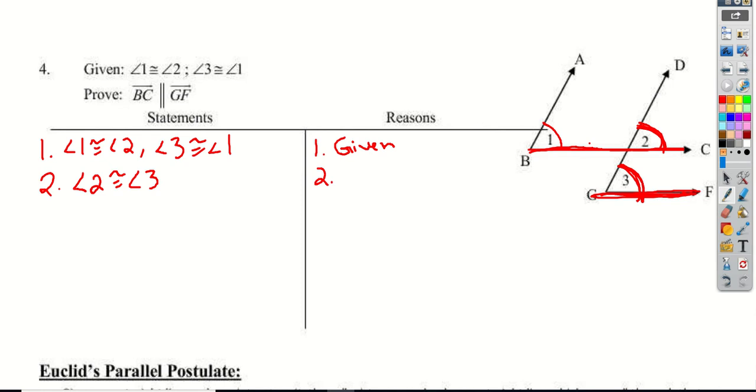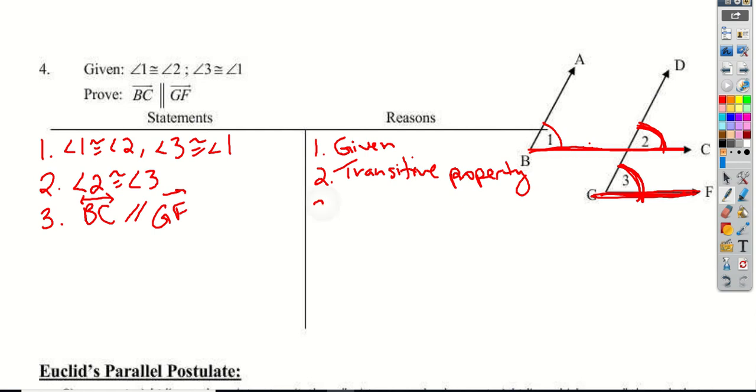Okay? And we're going to put down transitive property. Okay? All right, and now that we have angle 2 congruent to angle 3, we can prove the lines are parallel. So we can say BC, line BC, is parallel to GF.